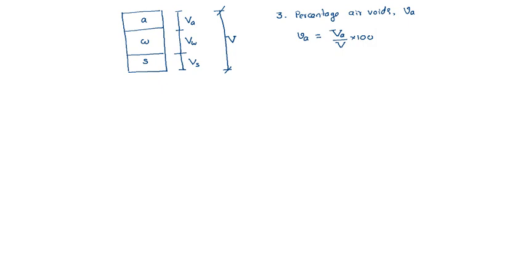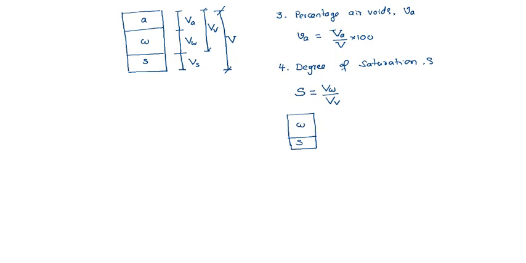And the fourth parameter we will define is degree of saturation, S. S is defined as volume of water divided by volume of voids. This volume of air and water together is called volume of voids. So in the voids, how much water is there? That is S. Suppose all voids are filled with water, no air, only solids and water. That means all volume of voids is filled with volume of water. Then volume of voids equals volume of water, and degree of saturation equals 1.